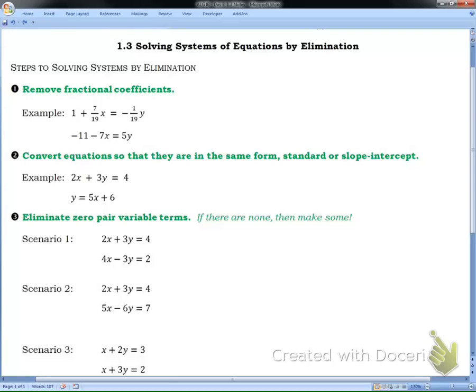This is lesson 1.3, Solving Systems by Elimination. In the previous lesson, you learned how to solve two equations that have two variables by graphing. Graphing is great when they provide you a graph and the numbers are small. In this lesson, the objective is to learn how to solve x and y just by looking at and manipulating the equations. Basically, you're solving both of them at the same time.